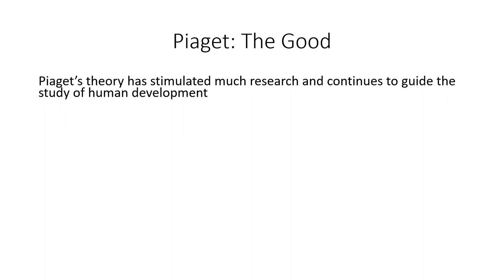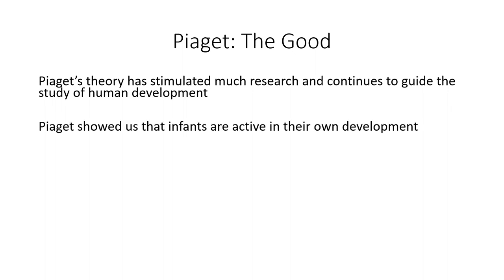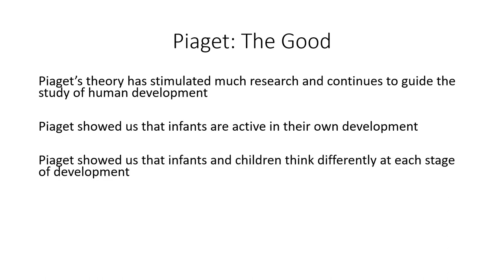So finishing up with Piaget, the good: the theory has stimulated a lot of research, and it continues to guide the study of human development. It's basically the core of human development, Piaget's stages. Piaget showed us that infants are active in their own development. Before this, it was thought that development just happened to infants. Now we know that infants are actually active in their development.